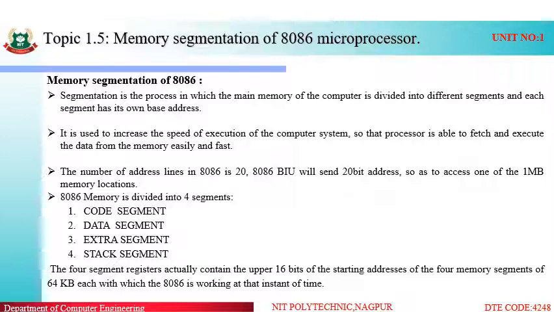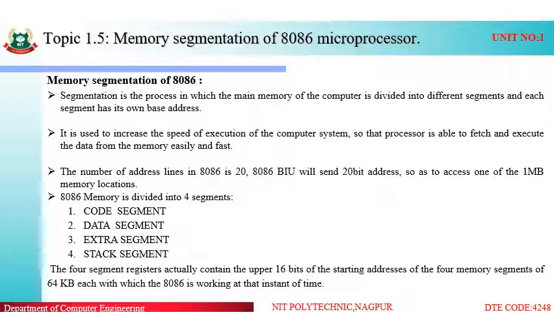We can divide the memory into four segments, that is code segment, data segment, extra segment and stack segment. So the register used for the code segment will be the code segment register. The register used for the data segment will be the data segment register. The register used for the extra segment will be the extra segment register. The register used for the stack segment will be the stack segment register.